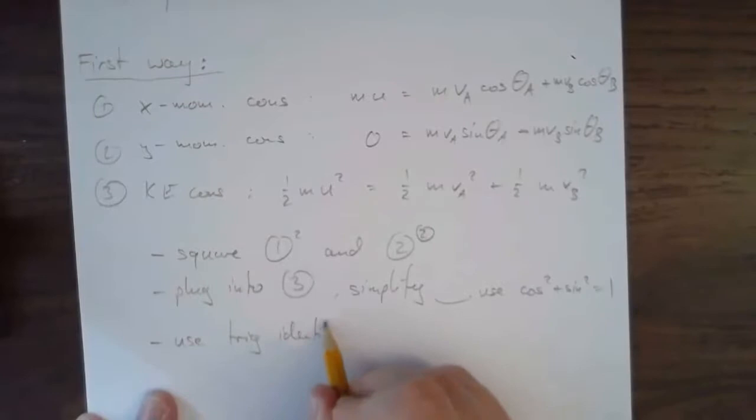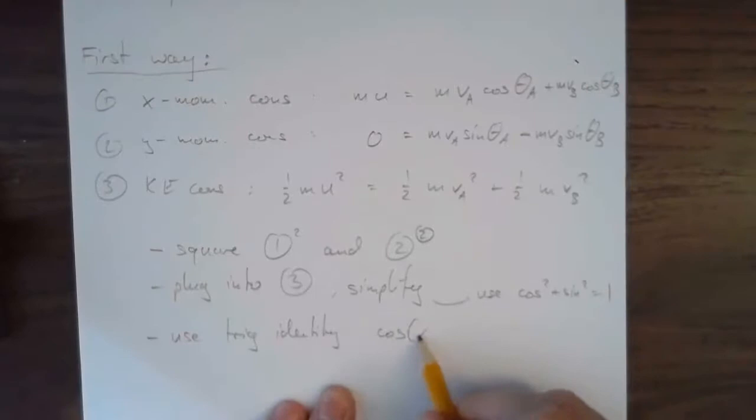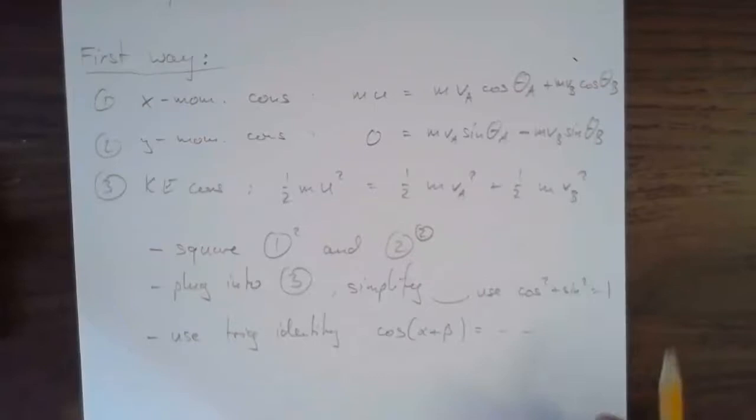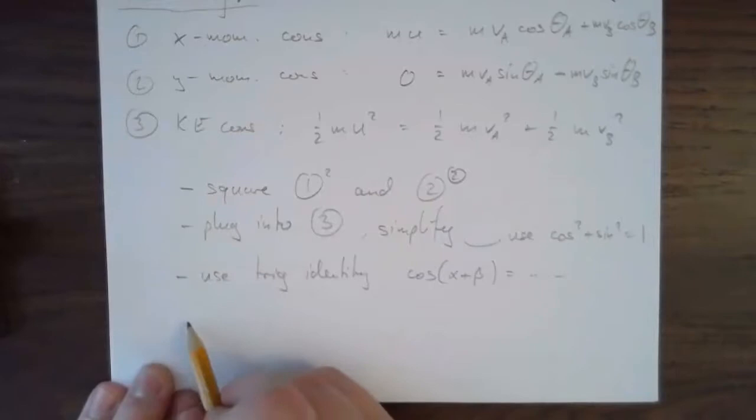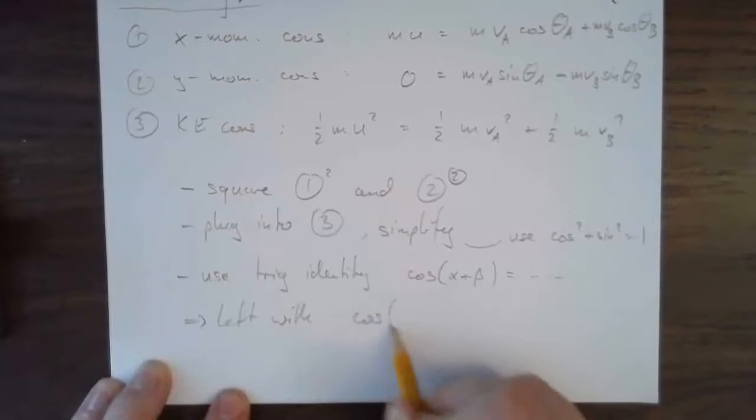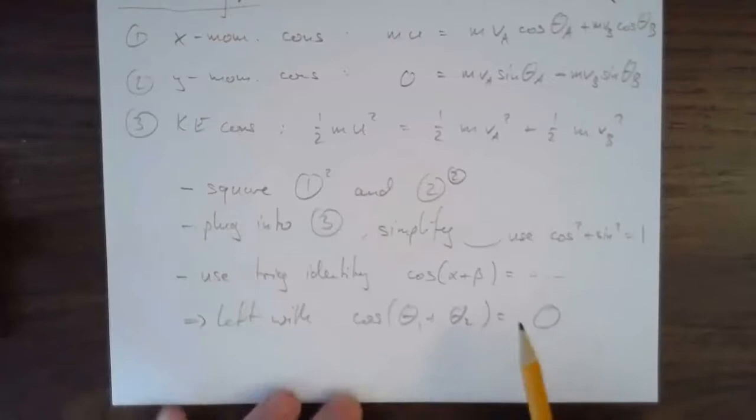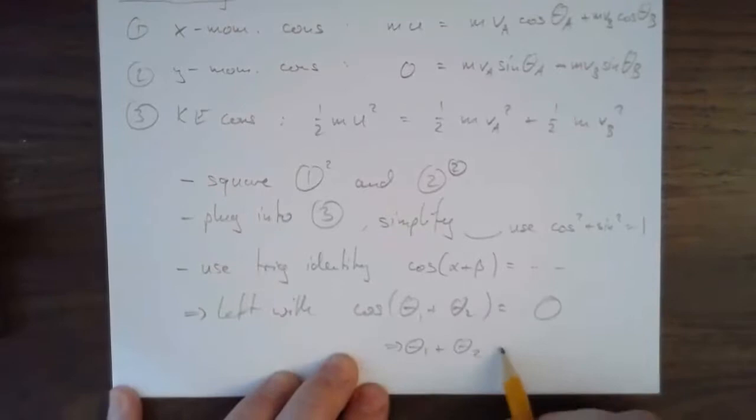namely one that says cosine alpha plus beta. What is that? You can look that up. You know about trig identities. So use that in your simplification. And all that said and done, you'll be left with cosine theta 1 plus theta 2 being equal to 0, which tells you that theta 1 plus theta 2 is equal to 90 degrees.